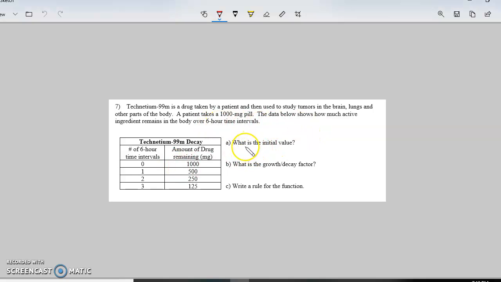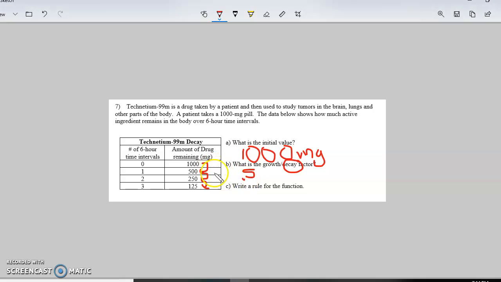So initially we had 1,000 milligrams in our patient's body. That would be our y-intercept, our initial value. What is the growth or decay factor? Well, every time we go down in our y value in our table, our number is getting smaller. Therefore, we are decaying. By how much? It looks like I'm splitting this in half every time I go down. So our growth or decay factor would be decaying by 50% or 0.5.